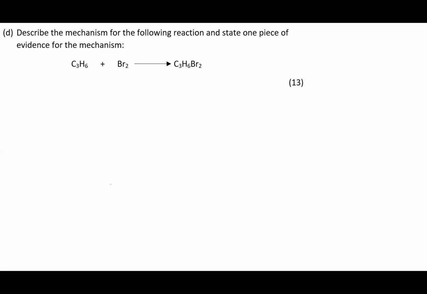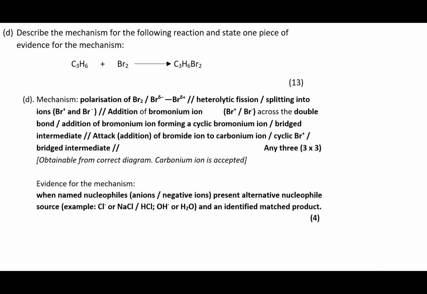And then we have the mechanism for the following reaction, and state 1 piece of evidence for the mechanism. So this is propene reacting with Br2 to give you 1,2-dibromopropane. So this is an addition reaction. So you can see there, the first part of it is broken up into 9 marks, so 3 by 3. All right. So first of all, you have the polarization of Br2, giving you the partial charges. This is called heterolytic fission.